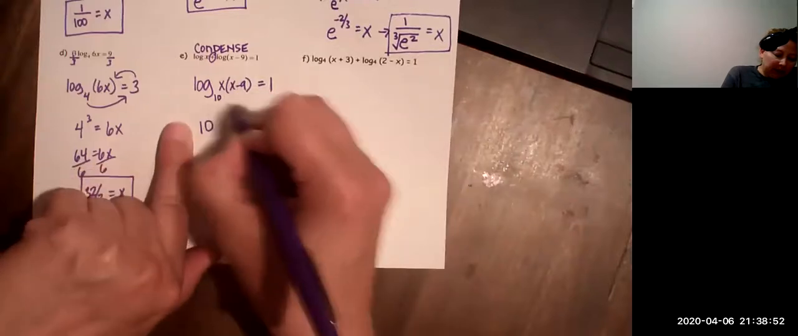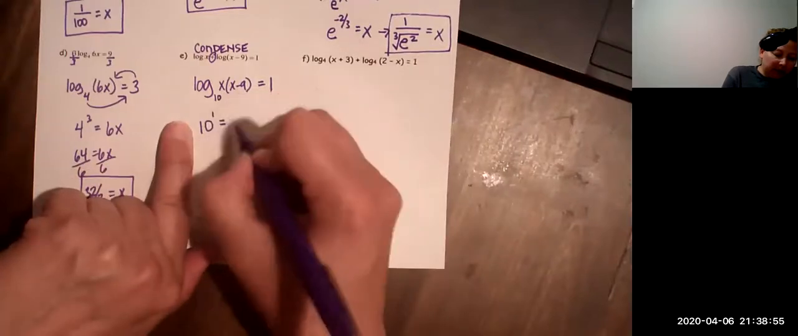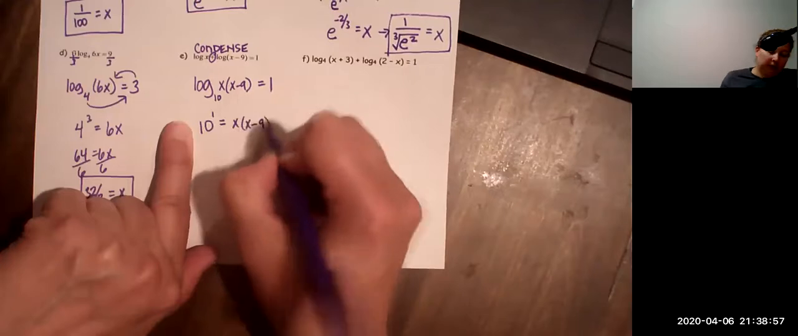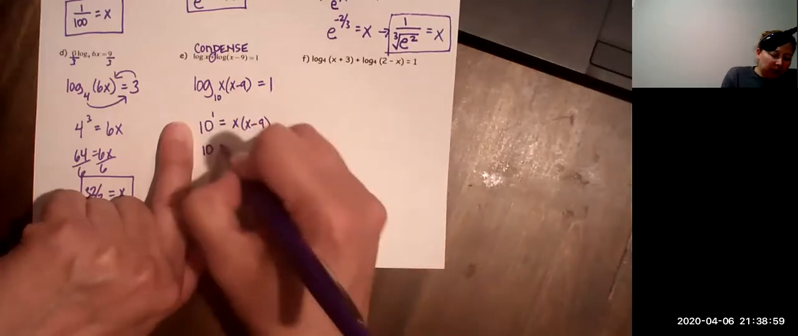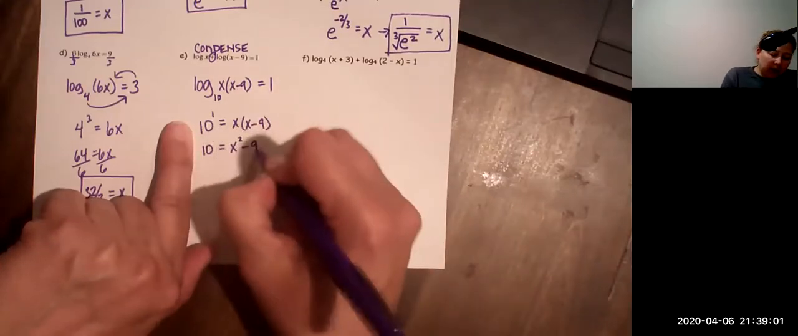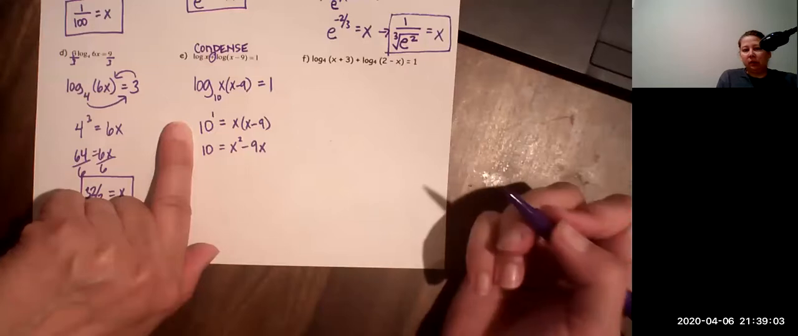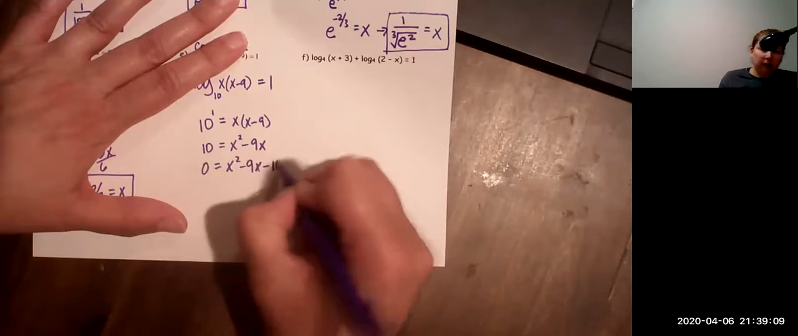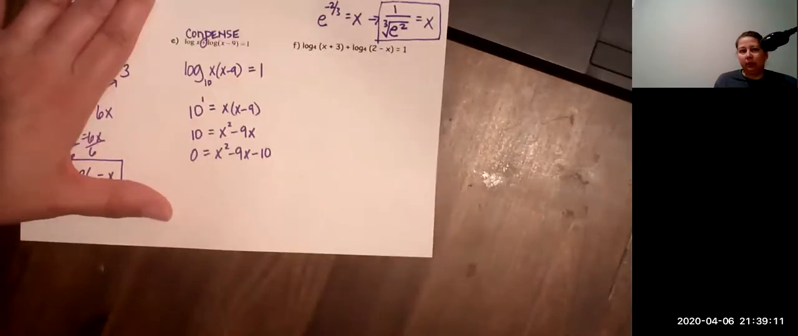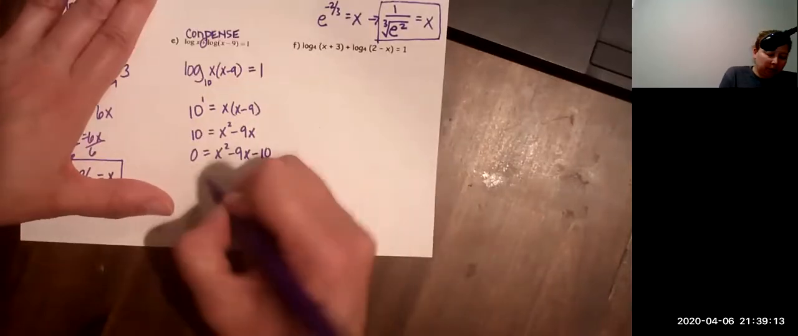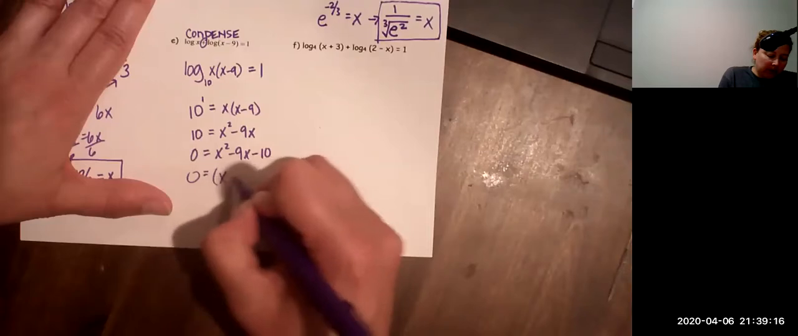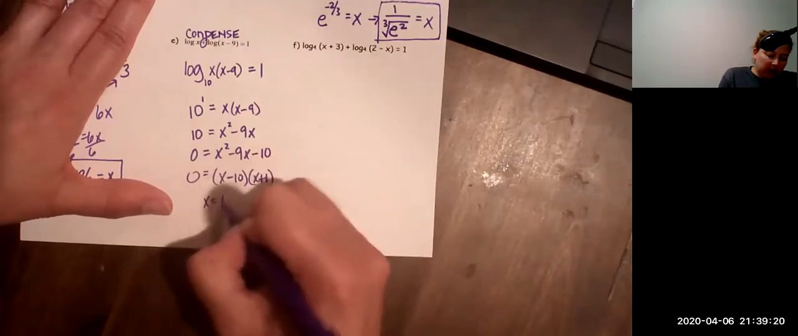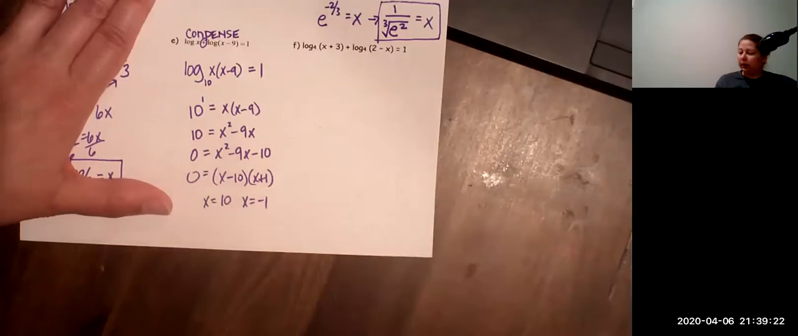10 to the first power equals this, x times x minus 9. So 10 equals x squared minus 9x. And we do have to solve this equation. So I'm going to move the 10 over. X squared minus 9x minus 10 equals 0. Factor. X minus 10, x plus 1. So x is 10 and x is negative 1.